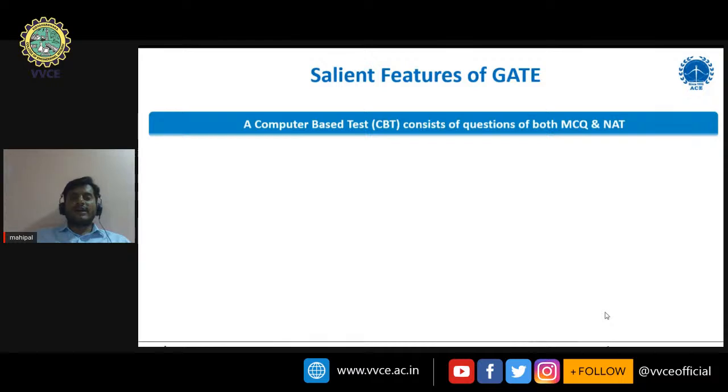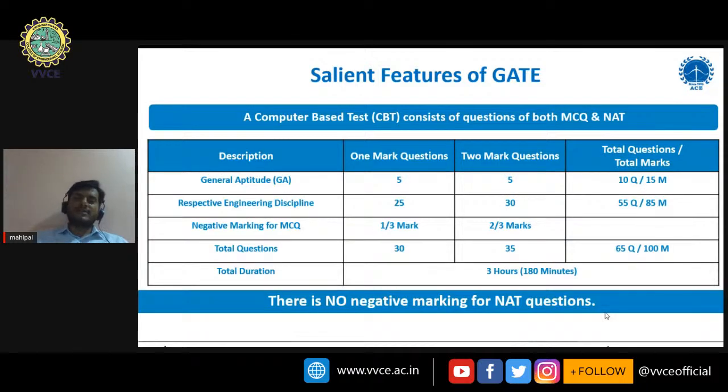So how is the GATE exam going to look? The first important thing you need to know is that it's a CBT, a computer based test. You are going to write this examination on a computer. When it is a computer based examination, naturally there are going to be objective type questions, of two types: multiple choice and numerical answer type. Numerical answer type is nothing but fill in the blanks kind of thing. We did the same thing in our high school. So that's the kind of questions you are going to get.